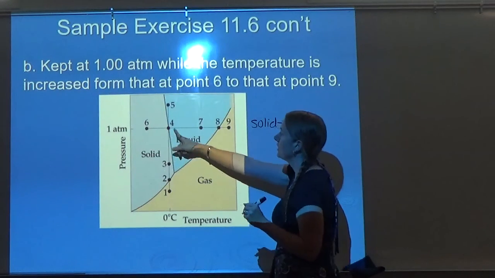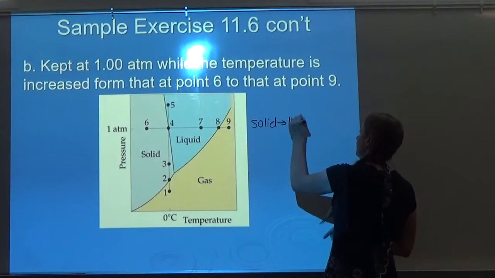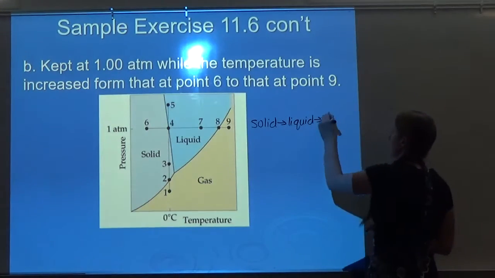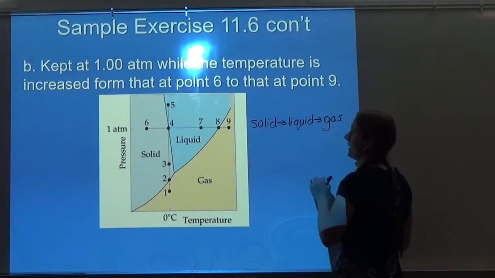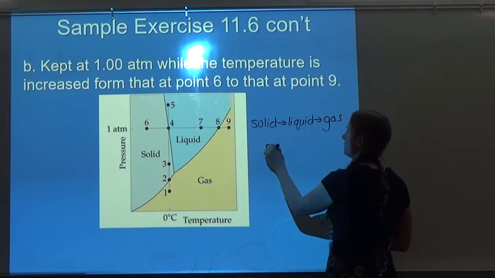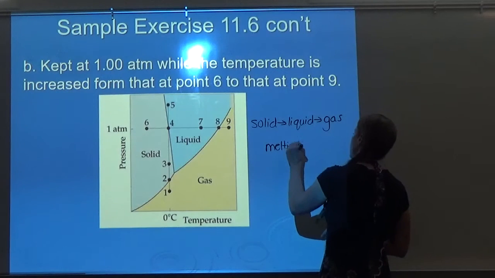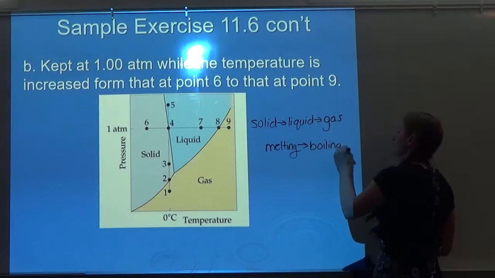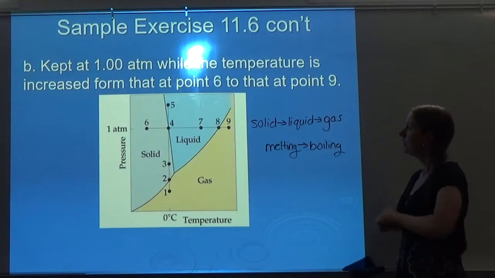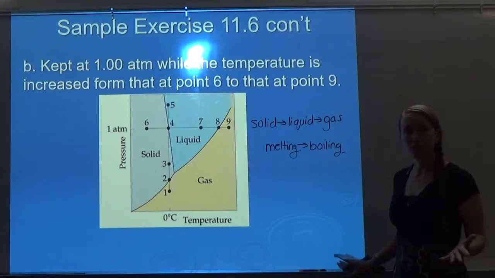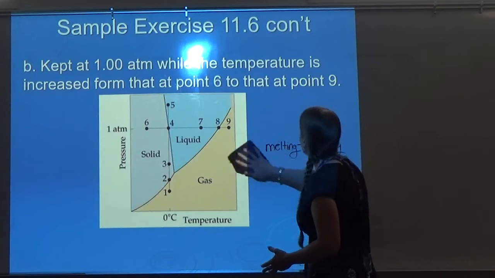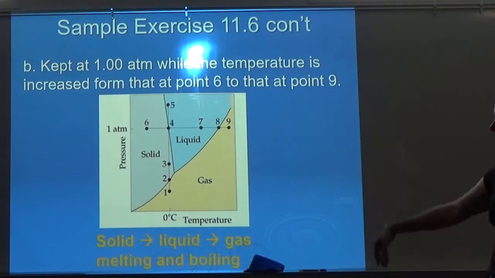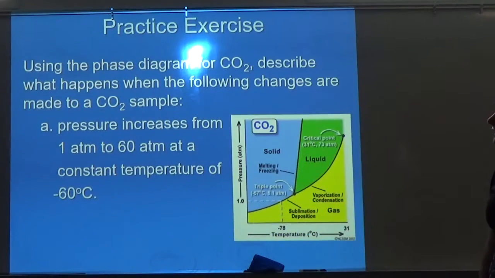And then eventually I hit the liquid phase. And then of course I get to the gas phase. So what state of matter changes are happening? Well, solid to liquid is melting. And liquid to gas is boiling or vaporization. Either one's fine to write. Alright, so hopefully you found those pretty easy. So solid, liquid to gas, melting, and boiling.